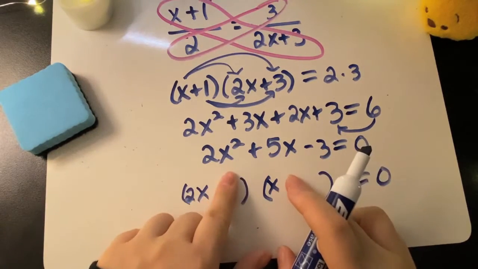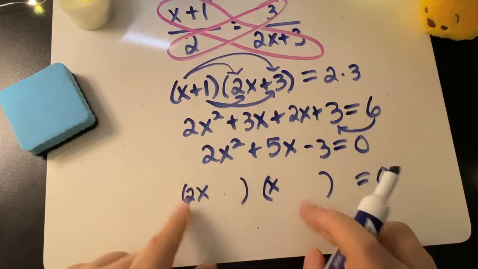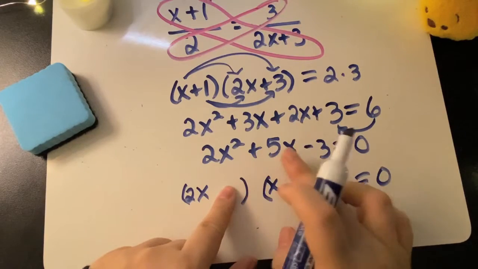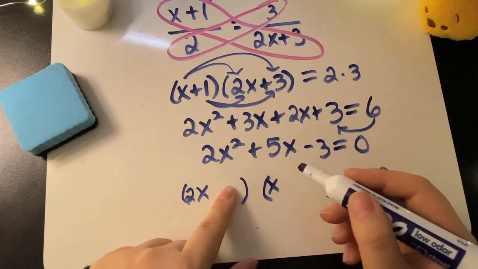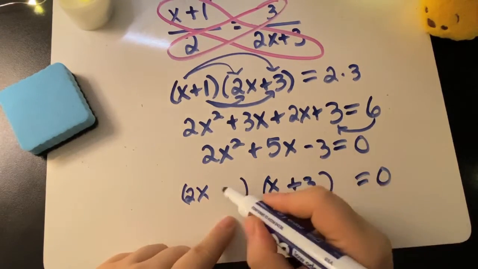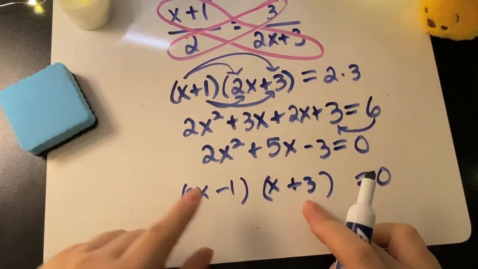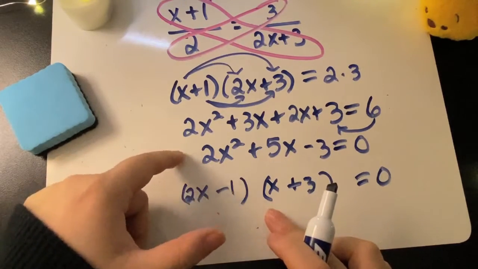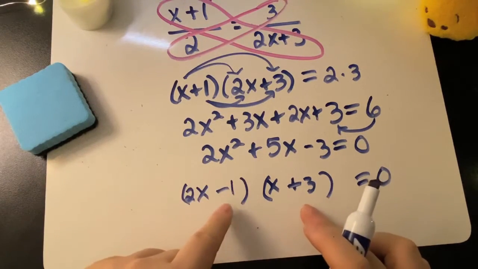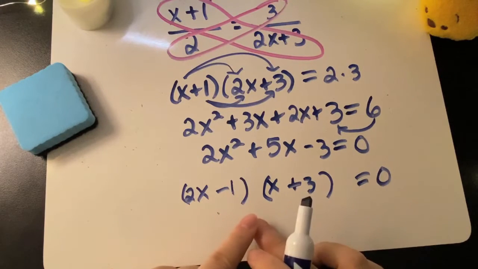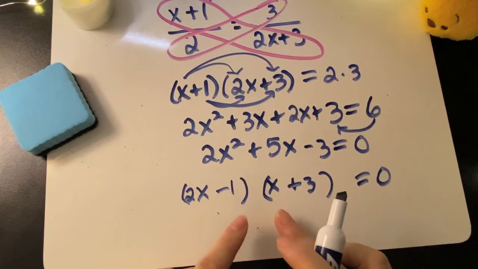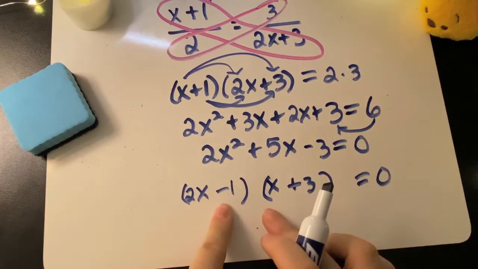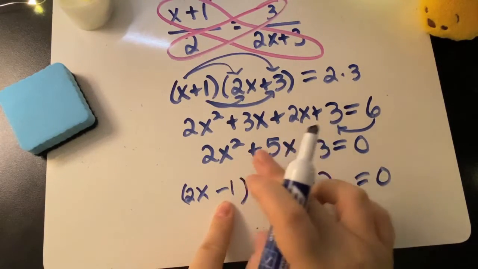We're going to want to get the number so that the outer plus the inner gives you 5x. So in that case, since it's plus 5x, I'm going to have plus 3 here and minus 1 here, because when I do the first, I already took care of the 2x squared. When I did the last of the FOIL, I already took care of the negative 3, but the O and I part of the FOIL is outer and inner. So outer is 6x minus x is going to be the plus 5x.